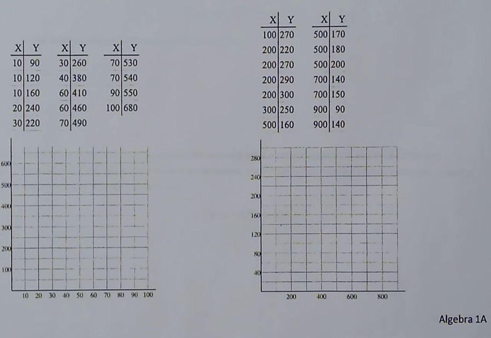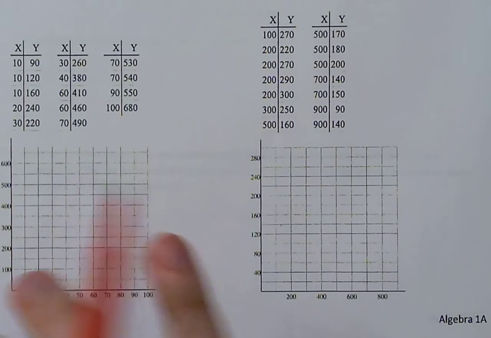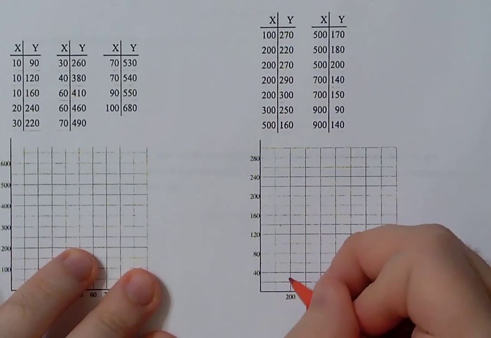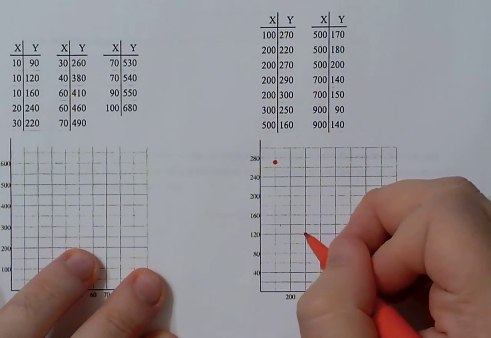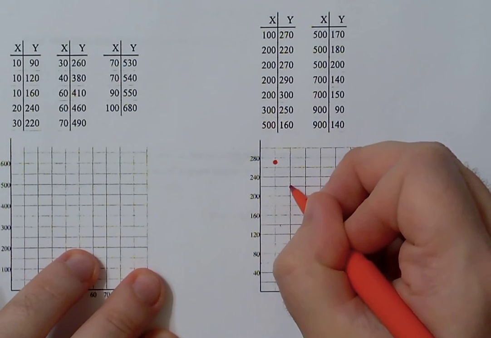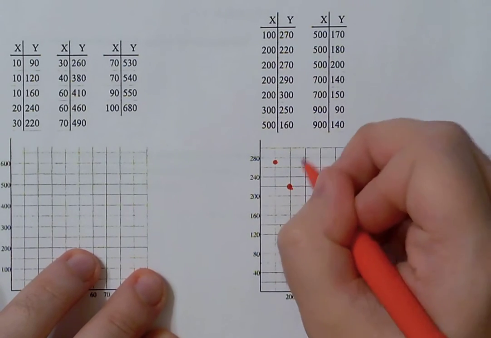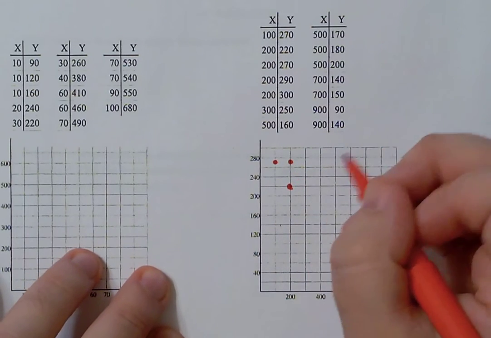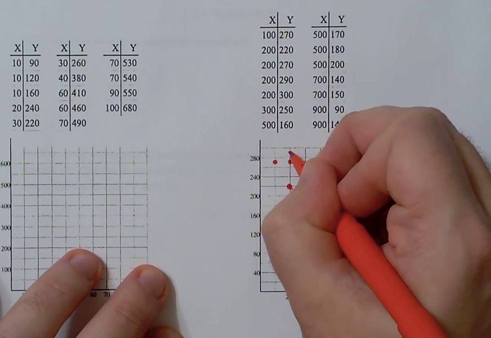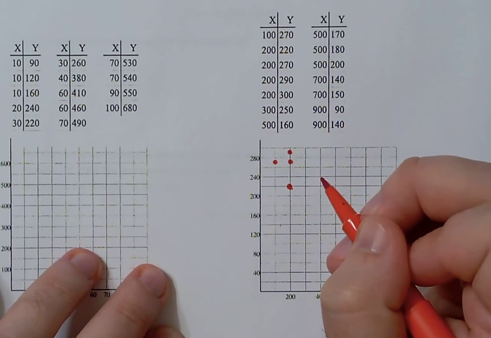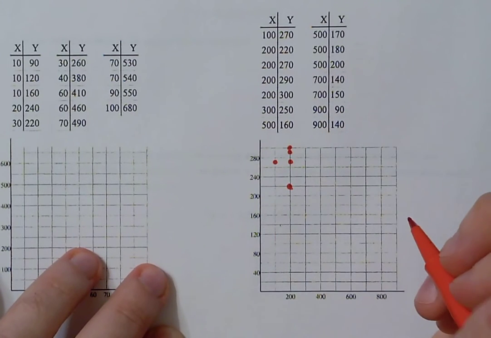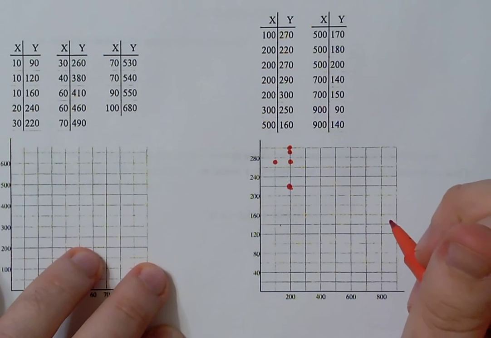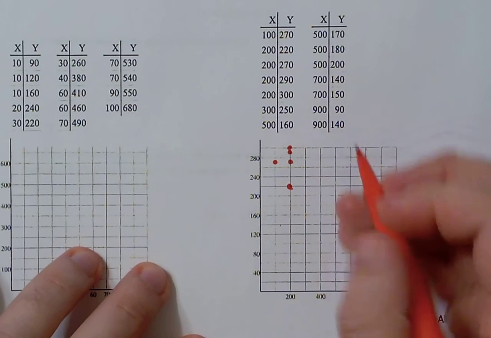So again, for D, we need to go through and construct a scatter plot. So first, we're going to go through and plot our points. So at 100, it's 270. 200, it's 220. 200 is at 270 as well. And at 290. Then 200 is also at 300. 200, or no, we're now at 300 is at 250.